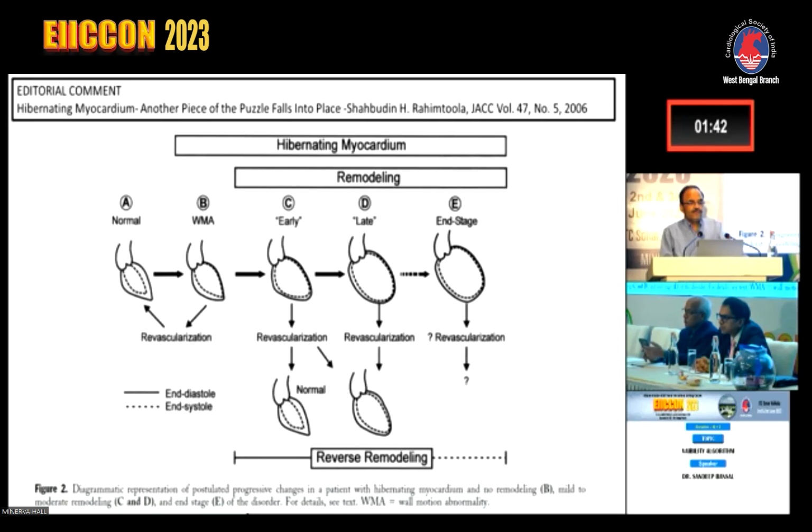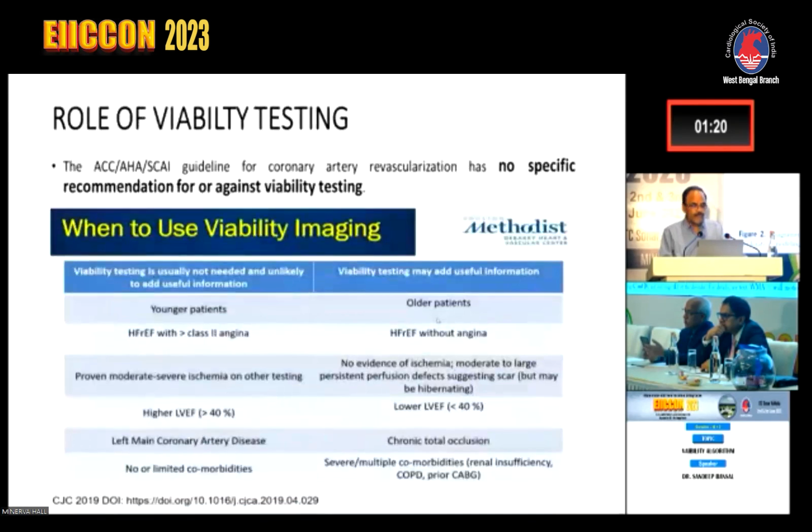If you revascularize it at a relatively late time, there is a reversal of this remodeling, but to a lesser extent. And if you have an absolutely dilated ventricle, and I'll come to this concept later again, the benefit is actually questionable.